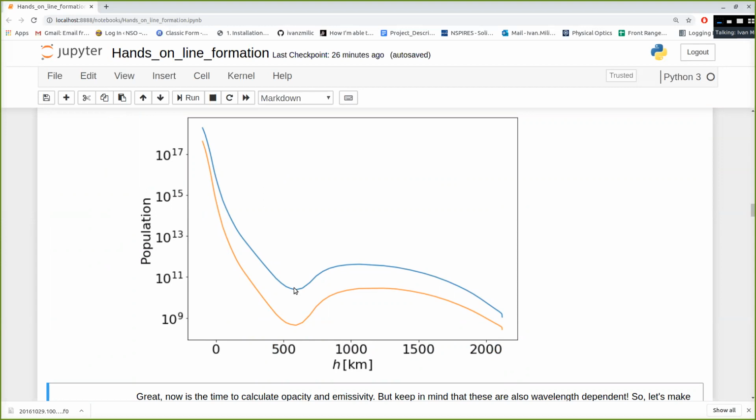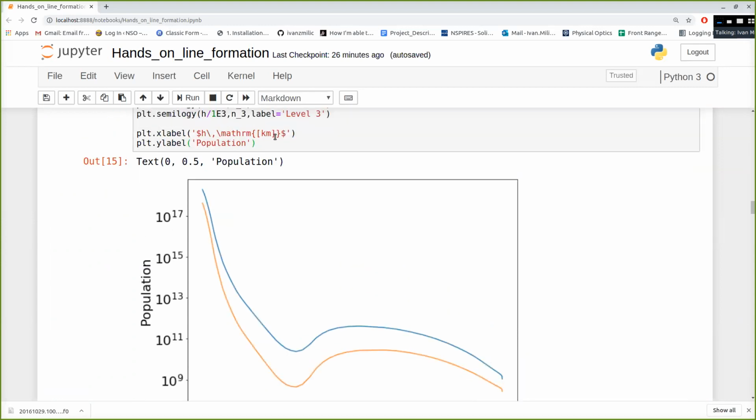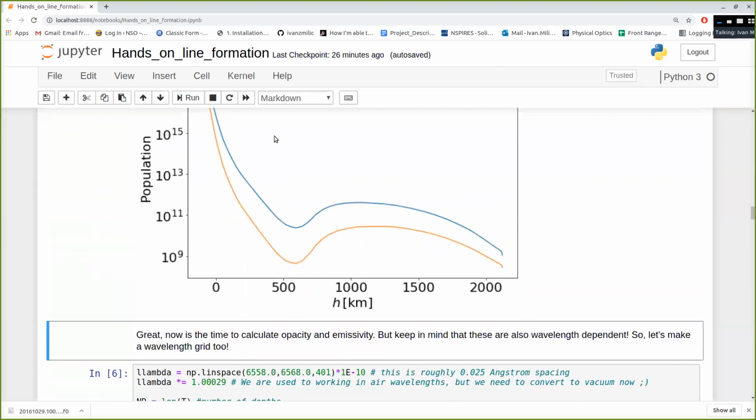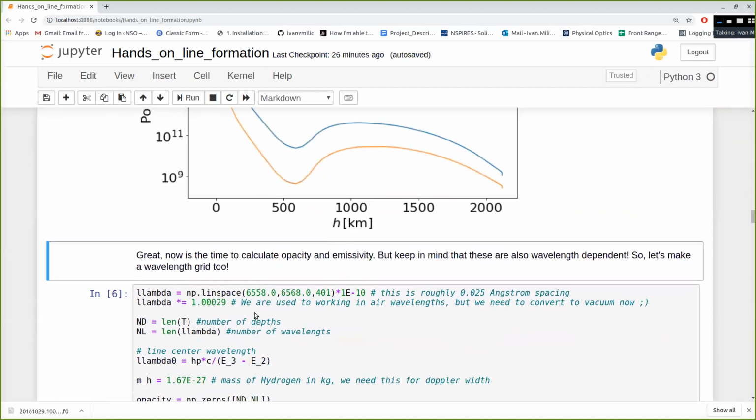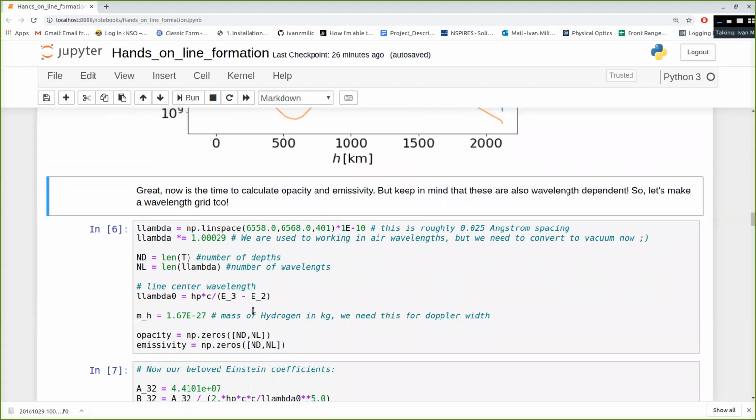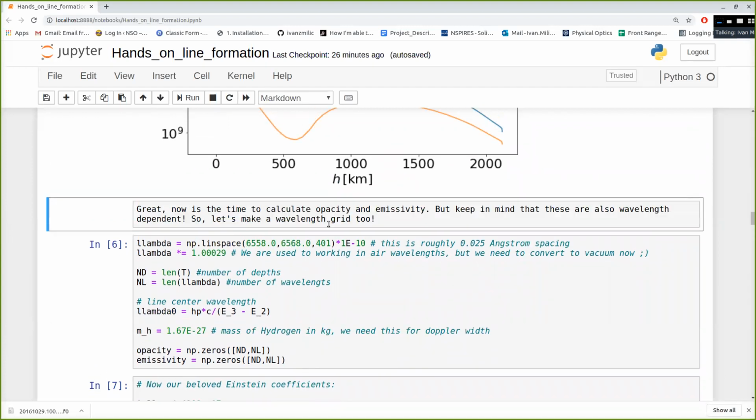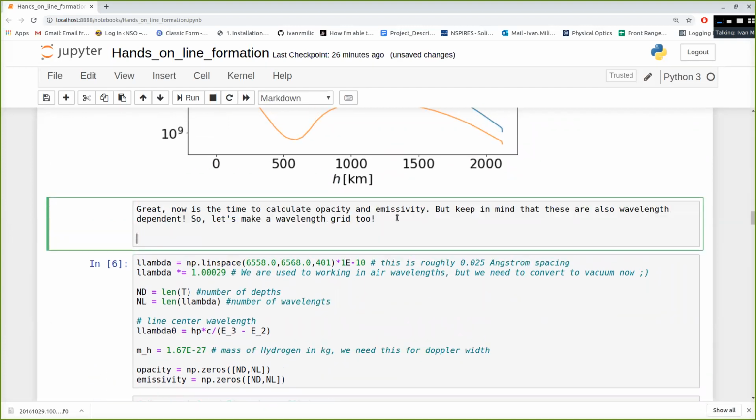And that's a very, very interesting effect. So now I have these two level populations, and now I can use the equations to calculate opacity and emissivity. So before everything else, let's put in the equations for opacity and emissivity here. I'm going to take a few minutes and write them down.